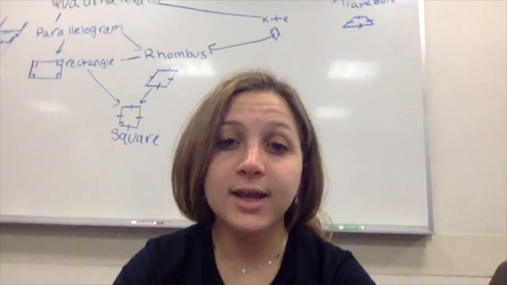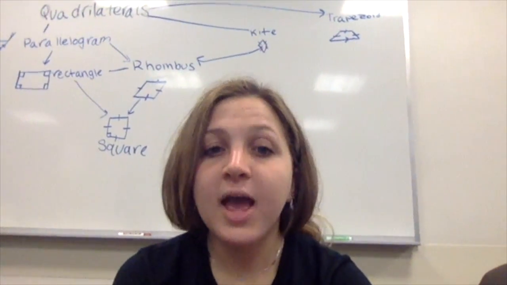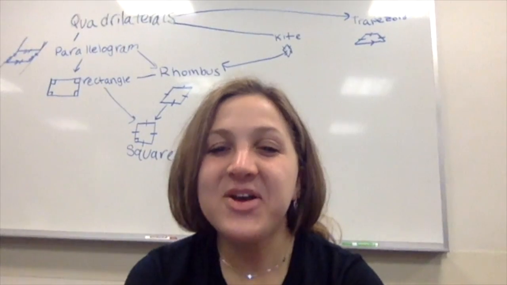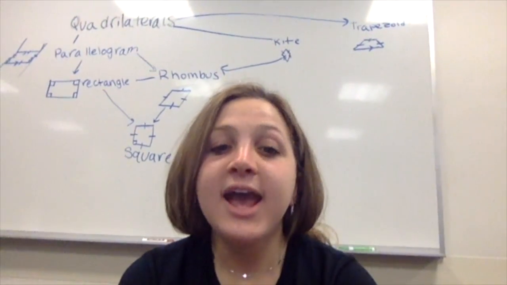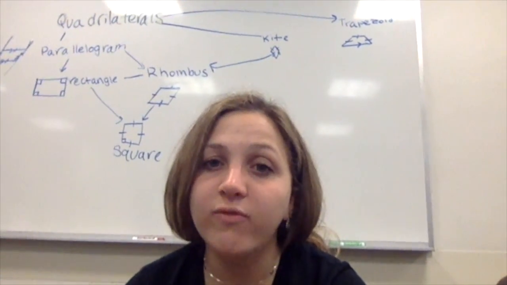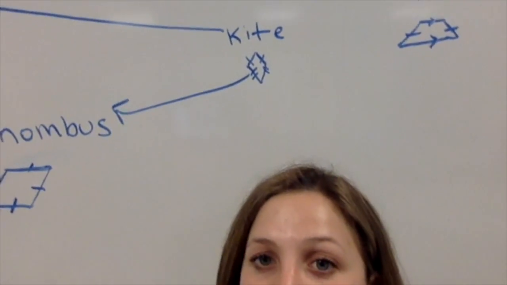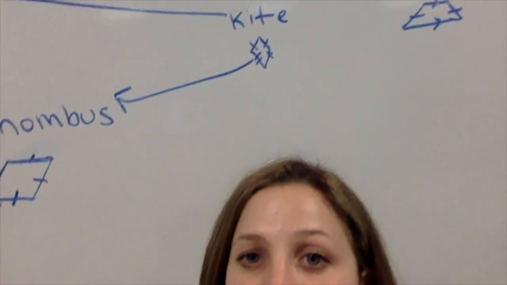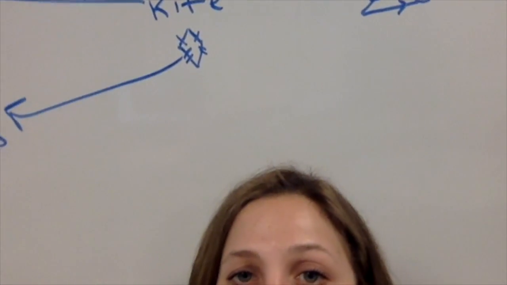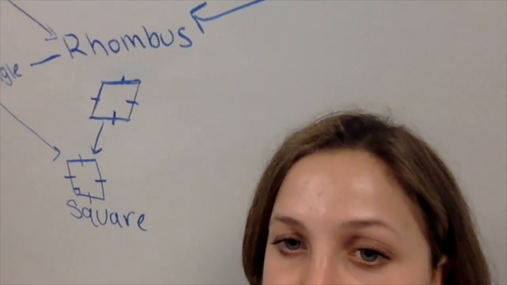However, a kite is connected to the rhombus because a rhombus is always a kite. A kite's defining attribute is that it is a quadrilateral with two pairs of congruent adjacent sides. In a rhombus, all of the adjacent sides are congruent because the defining attribute of a rhombus is that it has all congruent sides. So as seen with the tick marks, in the adjacent sides of the kite, we have two of the sides that are congruent and then another two sides that are congruent. With a rhombus, all of the sides are congruent.